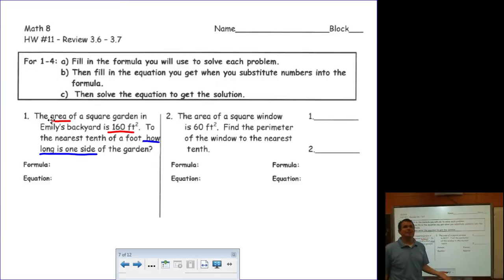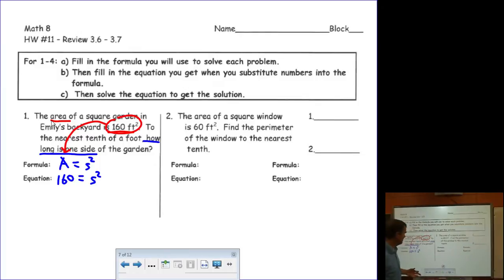So the two things that are in this problem are area and side length. So I want the formula for area and side length. That would be area equals side length squared. And then I'm ready to plug in the numbers. This 160 square feet is the area, so I put that in for A. And I have 160 equals the side length squared.